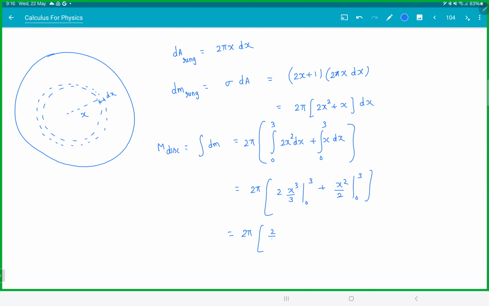2 pi, that is 2 by 3 into 3 cube. That is 0, so I won't write. This is 3 square by 2. So 3 and 3 will cancel. That is 18, and this is 9 by 2. So 36 plus 9 is 45 pi kgs. Yeah. Sania, Harush, you got it. Others, please check. Anyone not convinced with this, please ask. See where you're confused or where you messed it up.